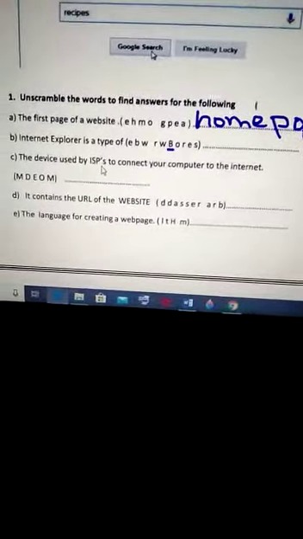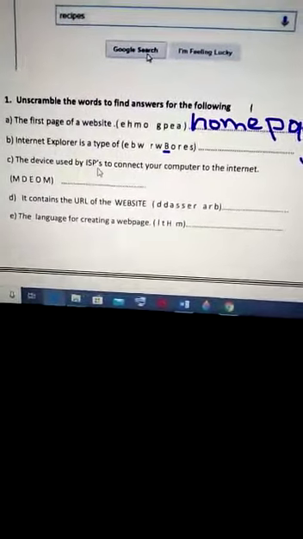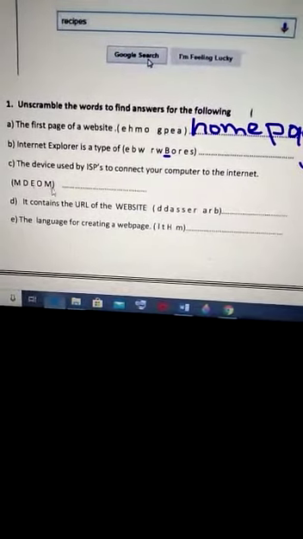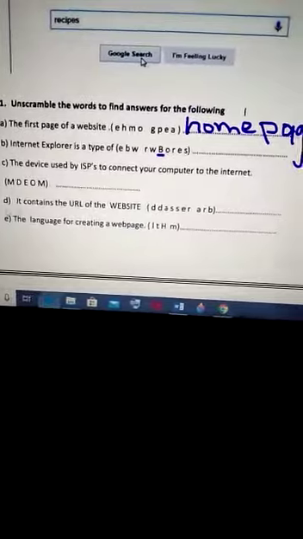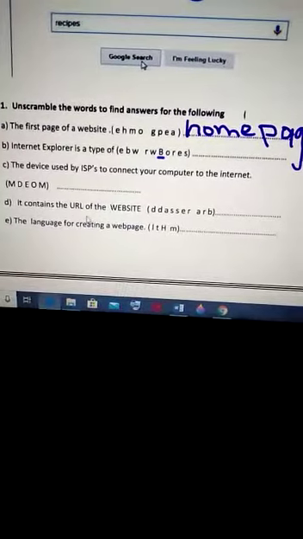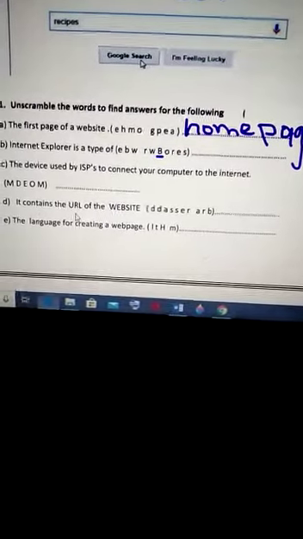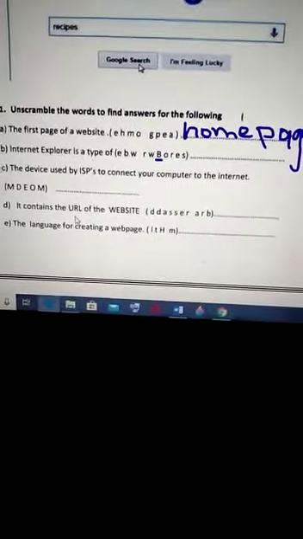Okay, the next question is: the device used by internet service provider. ISP stands for internet service providers to connect your computer to the internet. So it is MDEOM. It can be a modem. The next question is D. It contains the URL of the website. So you will tell me where we write down the URL of the website.